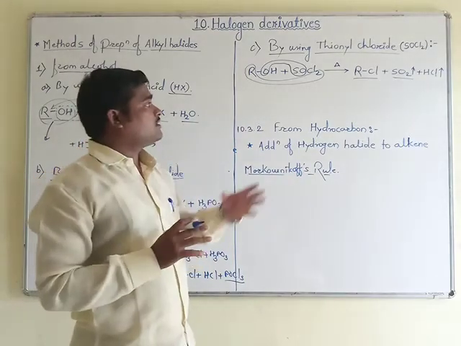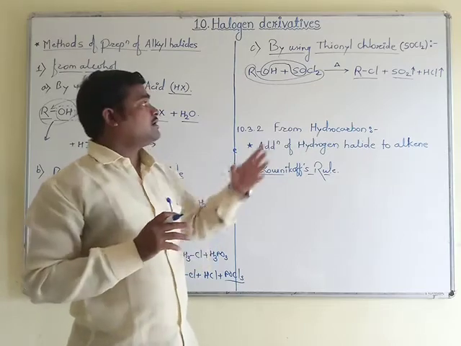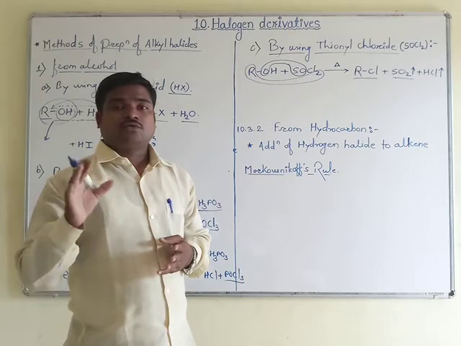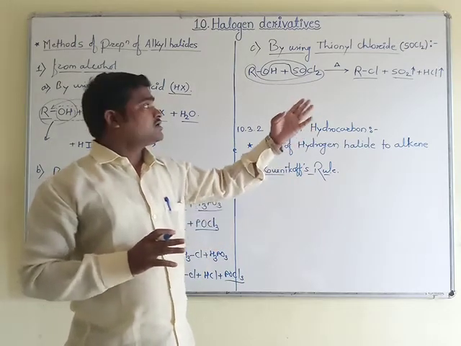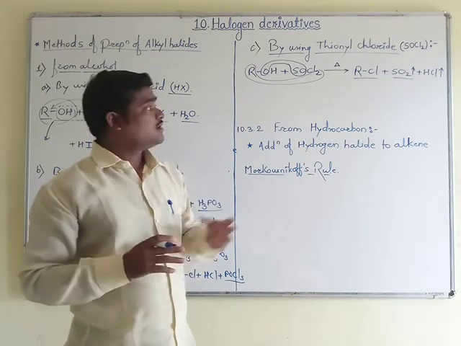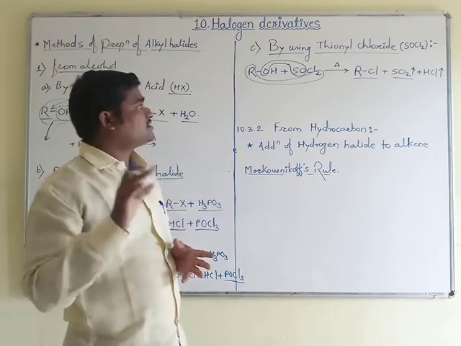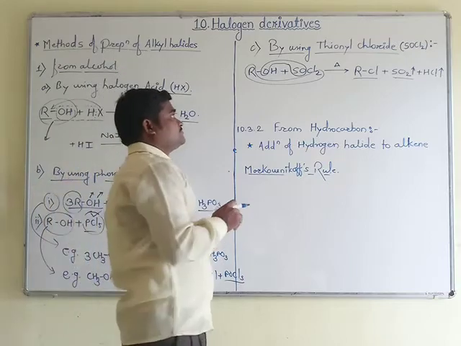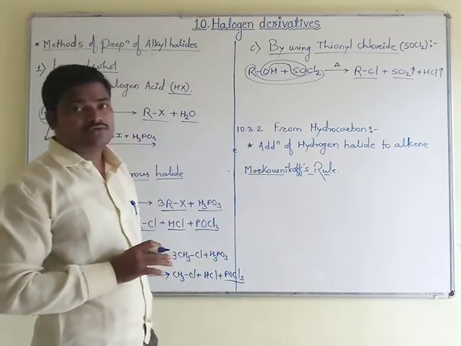As sulfur dioxide and HCl gas escape and the alkyl halide remains, there is no need of any purification of it, as both sulfur dioxide and HCl are in gaseous form and they escape out. So the remaining product which we will get is in pure form. So there is no need of a purification process here. So this is the general reaction which I have shown here.